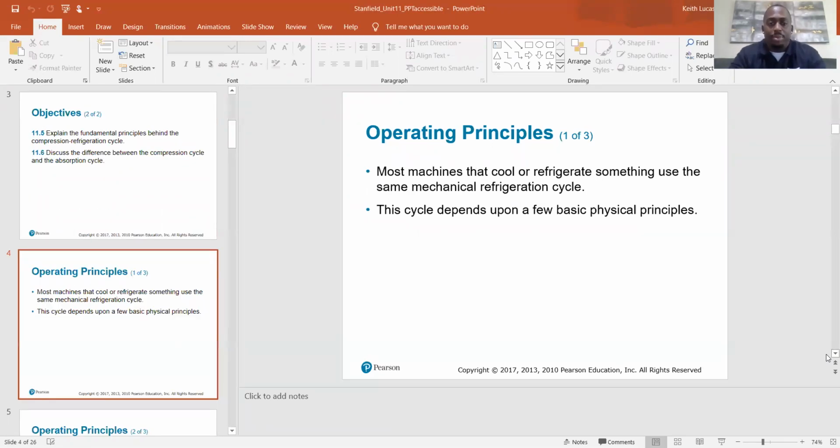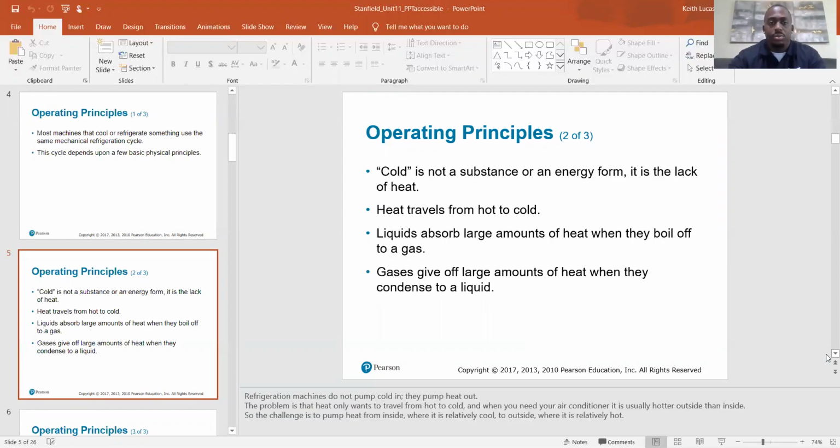So, operating principles. Most machines that cool or refrigerate something use the same mechanical refrigeration cycle. The cycle depends upon a few basic physical principles. Cold is not a substance or an energy form. It is the lack of heat. Heat travels from hot to cold. That's the second law of thermodynamics.